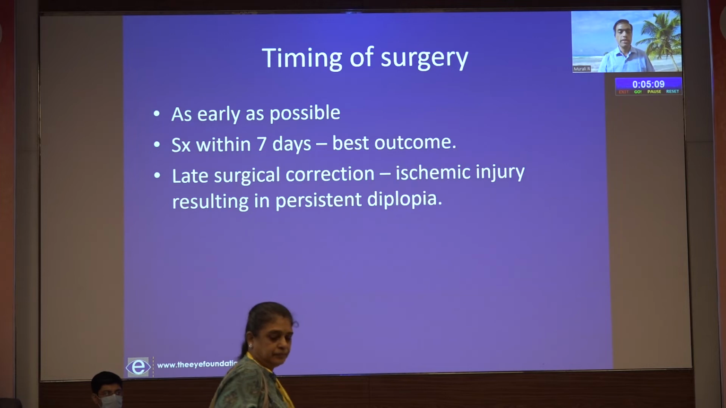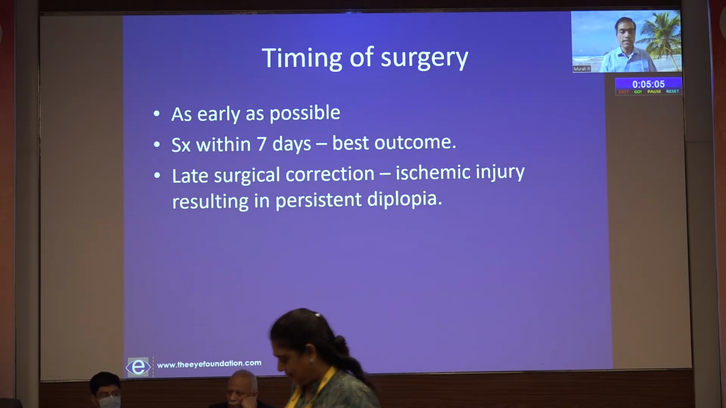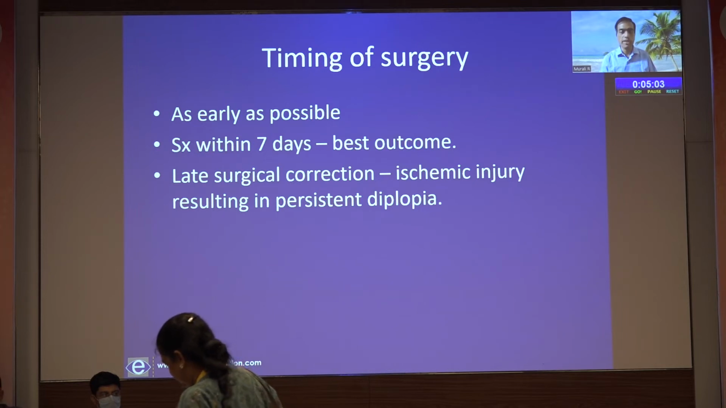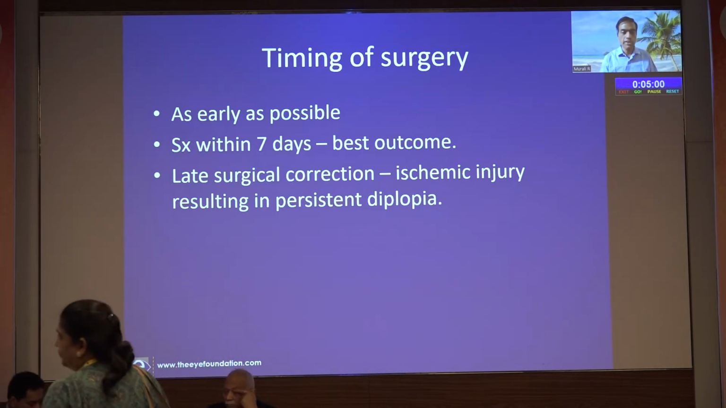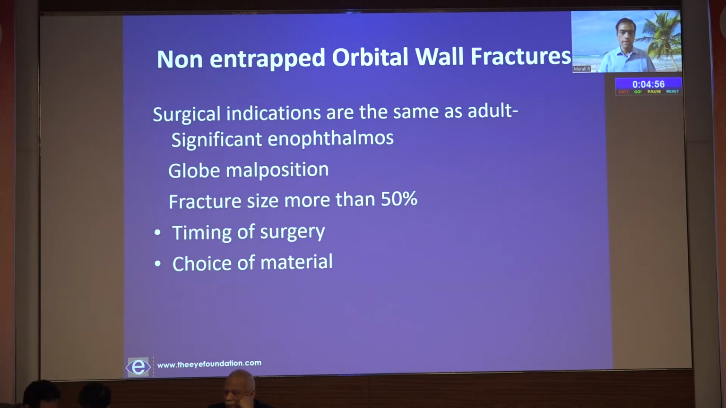The surgery should be done as early as possible, within 7 days for the best outcome, because late surgical correction is associated with ischemic injury to the prolapsed orbital muscles, resulting in persistent diplopia. For non-entrapped orbital fractures, the surgical indications are the same as in adults. The presence of a significant enophthalmos, globe malposition, or fracture size more than 50% of the wall size would be an indication for surgery. In adults, you may wait for a couple of weeks for the edema to settle down, but in children, it is as early as possible.